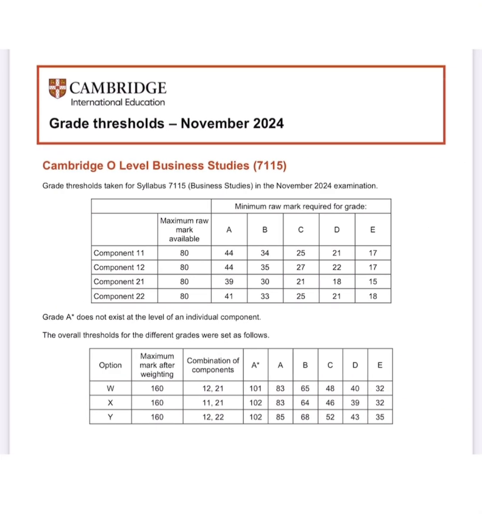Next subject is O-level business studies. For O-level business studies, it has two components, and for the Pakistan variant, we have component 12 and component 22. For scoring A, you need to score 44 marks and 41 marks. And for the combined result, you need to score 102 marks out of 160 to get an A star and 85 marks to score A.